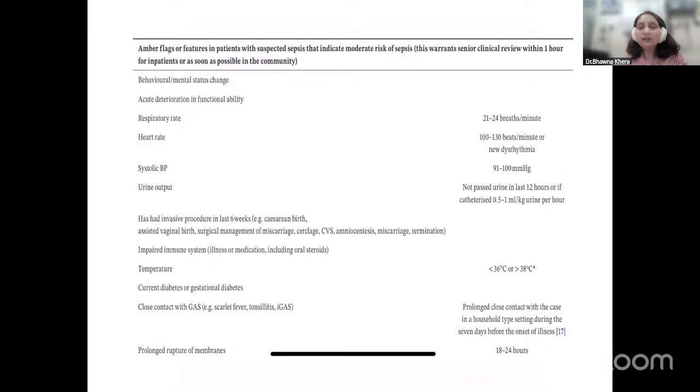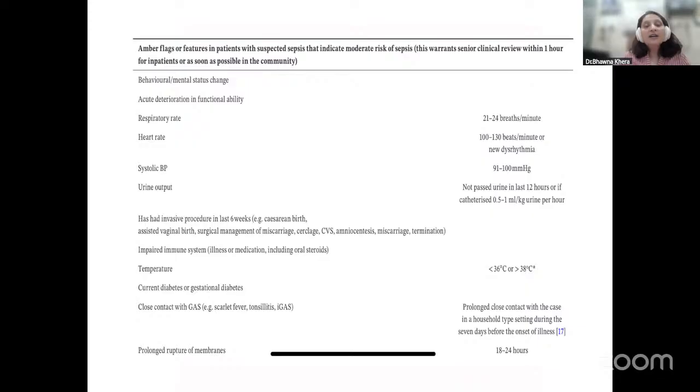Now, if we look at this, right, acute deterioration in functional ability: the respiratory rate is 21 to 24 breaths per minute. Heart rate is 100 to 130 beats per minute, or new arrhythmia. Systolic blood pressure is now coming down. The patient is going into hypotension, so 91 to 100 millimeters of mercury. Urine output is the same as in the previous one: not passed urine in the last 12 hours, or if catheterized, then 0.5 to 1 ml. In the last we said less than 0.5 ml. So here it is 0.5 to 1 ml per kg urine per hour.